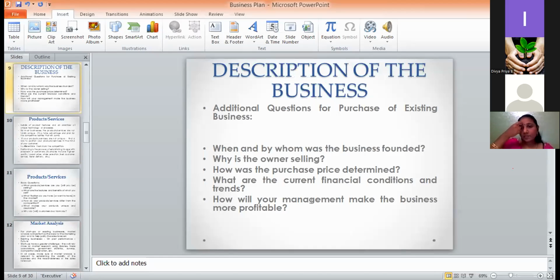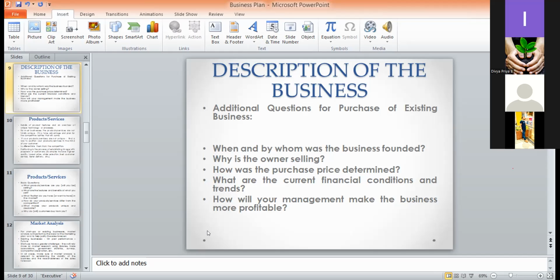Next is, in case of an existing business, what are all the things you have to ask yourself? When and by whom was the business founded? Who was the founder of the business, and what was his idea? Why is the owner selling? Why is the person already doing the business selling the business to you? What is the reason behind it? And how was the purchase price determined? What was the purchase price of the business? So you have to know about all aspects.